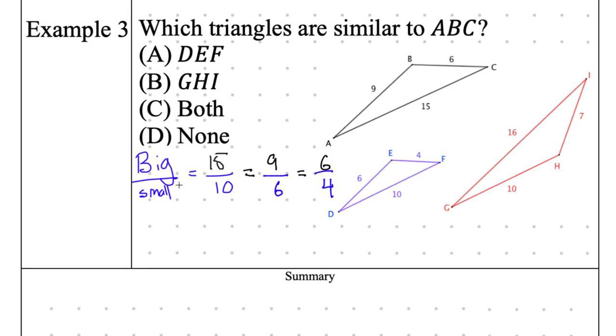All of these numbers need to be the same, which means I need to reduce. Here we go. I'm going to reduce. 15 and 10, I can divide the top and bottom by 5. So if I divide by 5, I get 3 over 2. All right, that doesn't mean anything on its own. Ooh, 9 over 6, I can divide the top and bottom by what?